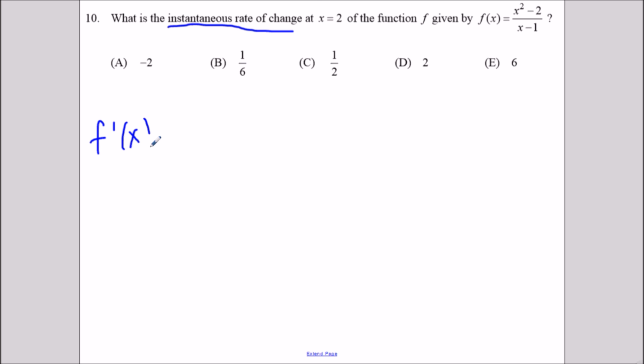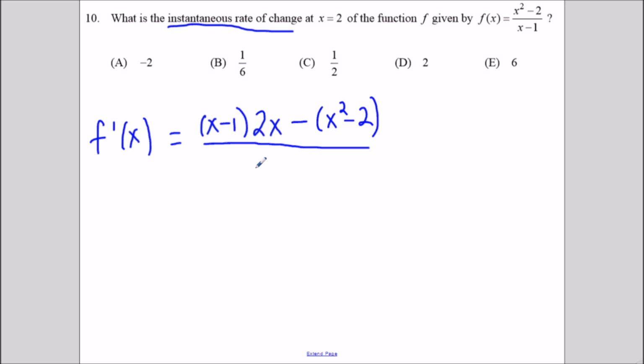So we're going to take the derivative of f, and then when we're done taking the derivative, we're going to plug in 2. So we're going to use quotient rule, and it's kind of lame, but it works. The song: low d high minus high d low over low low. So we write the low part, low, and then d high represents the derivative of the high. So the derivative of the top is 2x minus high. The high function is x squared minus 2 times the derivative of the low, which is 1. So times 1 over low low, or the denominator squared.